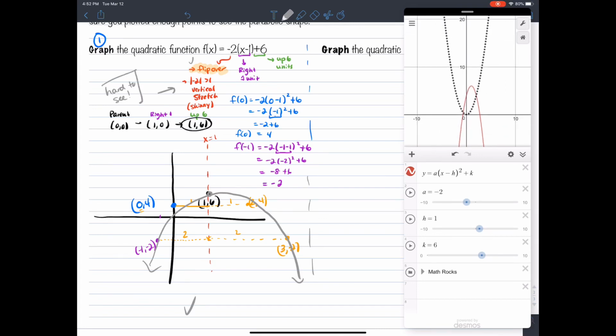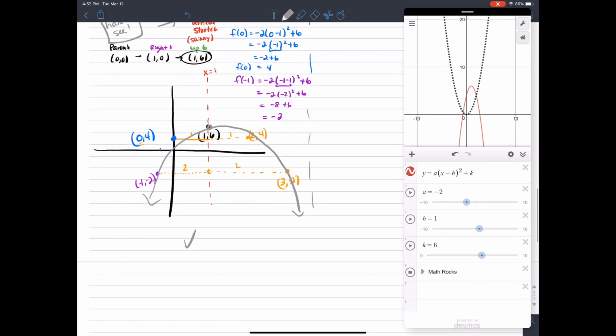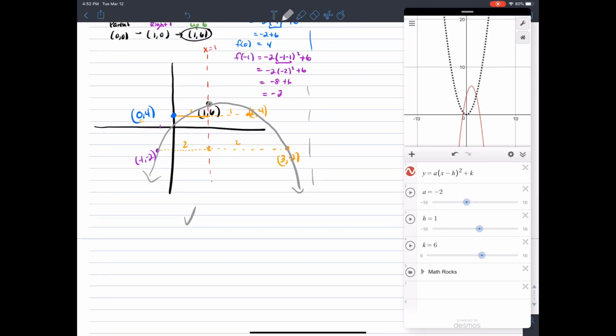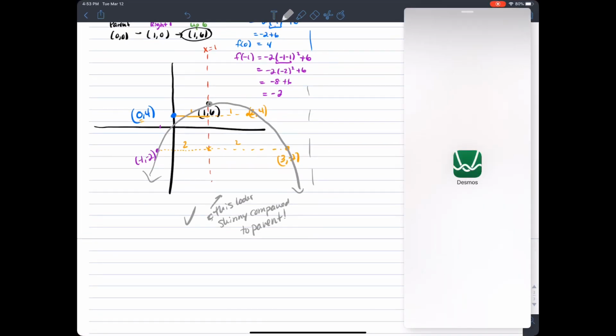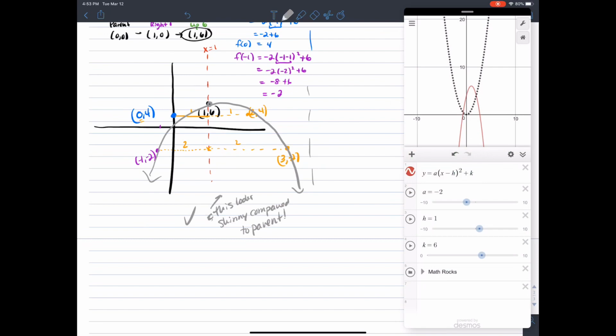But when you draw it over here, it's okay if it's hard to see. So what you could do, just to indicate to your teachers, is say, this should look skinny compared to the parent. And it's okay to indicate that as well. So let's go ahead and do one more example here.